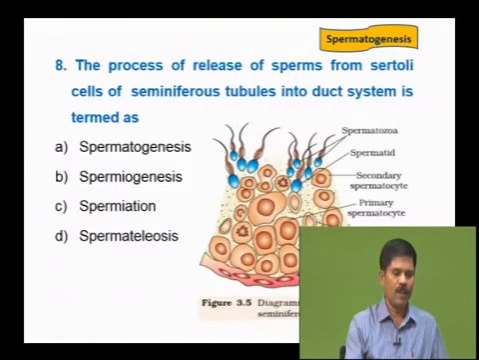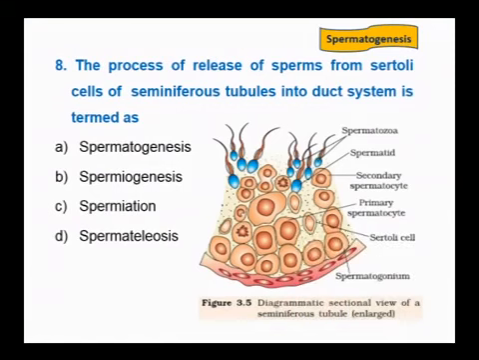Look at the next question. The process of release of sperm from Sertoli cells of seminiferous tubules into the duct system is termed as. It is the process called spermiation. I have said this in the last question. Spermatogenesis is the process of formation of sperms. Spermiogenesis is a differentiation process; here it is the transformation of spermatids into sperm. Here there is another term, spermatoileosis. Spermiogenesis and spermatoileosis are both the same. They both mean transformation of spermatids into sperms. So here the correct option is C.